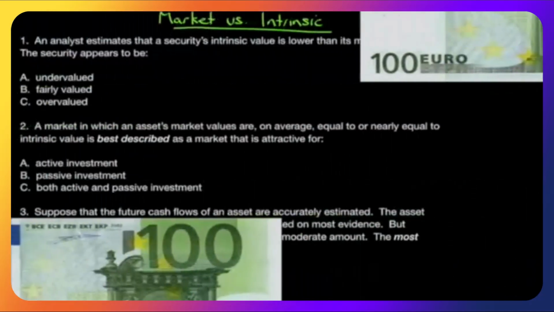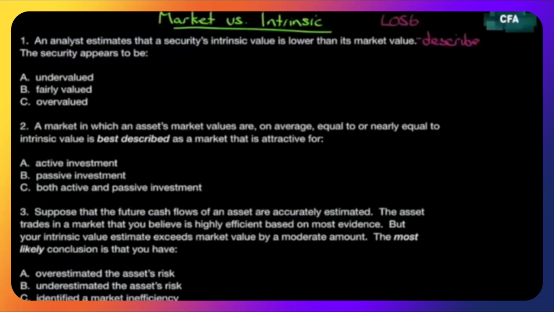So, like I said, I'm trying out something new here, and we're going to just run through a few questions. An analyst estimates that a security's intrinsic value is lower than its market value. The intrinsic value is lower than market value. What does that mean? Overvalued. The security appears to be, we've already found it, overvalued.